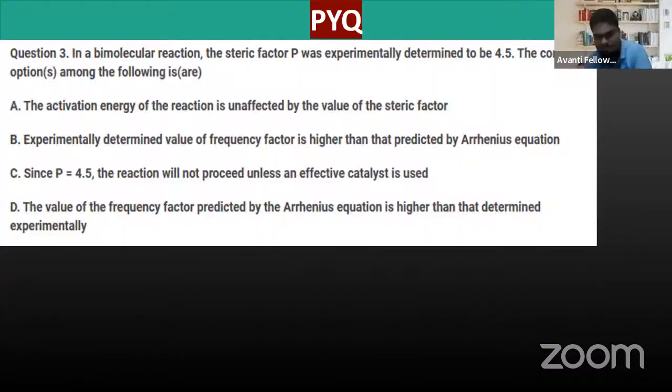Okay. So question third. What does the question third ask basically? In this question, they are asking, in a bimolecular reaction, the steric factor P was experimentally determined to be 4.5. The correct options among the following are: the activation energy of the reaction is unaffected by the value of the steric factor. The experimentally determined value of the frequency factor is higher than that predicted by the Arrhenius equation. Since P is equal to 4.5, the reaction will not proceed unless an effective catalyst is used. The value of the frequency factor predicted by the Arrhenius equation is higher than that determined experimentally. Right. So let's see that.